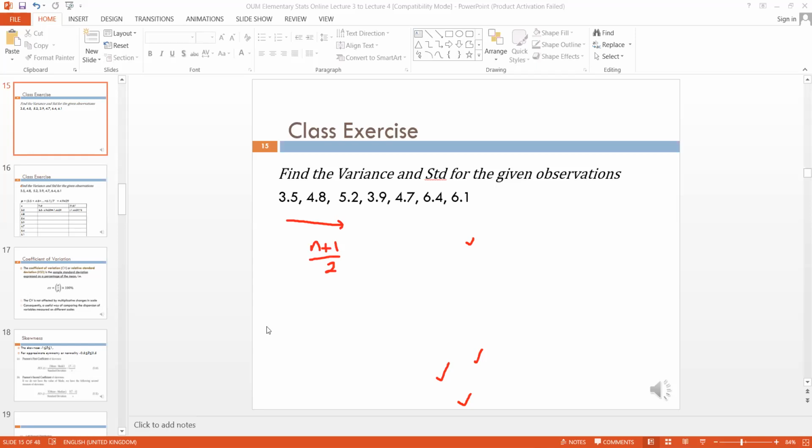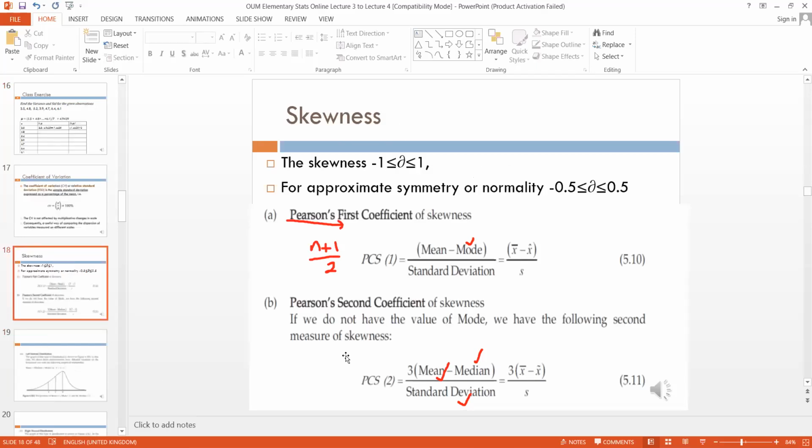After you found the median for the data, you make use of the Pearson second coefficient of skewness, okay? Because in that data, we do not have the mode. Once you've estimated that, you will get a value. And the value of the skewness will always lie between -1 and +1 inclusive.